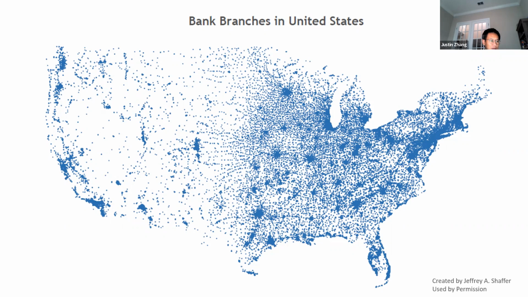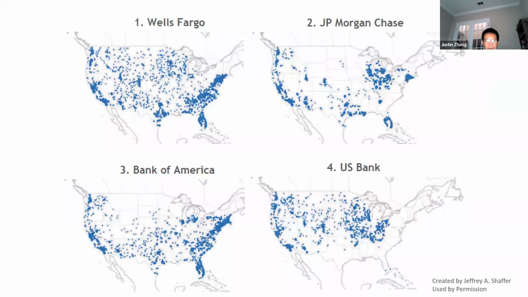So let's dive into the data and see what happens when we filter or add color. Here is the distribution of the top 4 banks. Wells Fargo seems to have nationwide coverage. But as soon as we drop to number 2, we can start to see some difference. US Bank does not have any branches on the east coast or the southern coast.